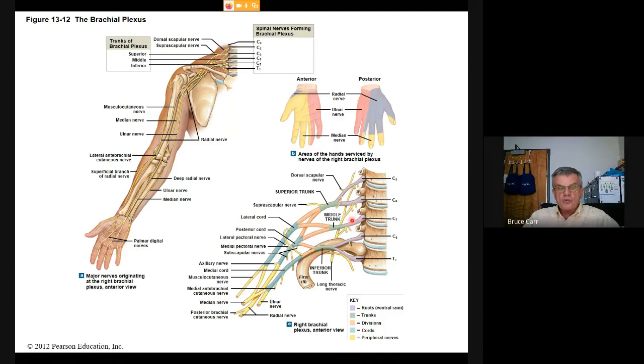So I want you to just, in a general way, recognize that there's a lot of convergence and divergence in these elements. So let's say I come out of C5. If I follow this pathway, I can end up in the radial nerve. If I follow this pathway, I can end up over here in the musculocutaneous or the radial nerve. Do you see that kind of branching and unification pattern?